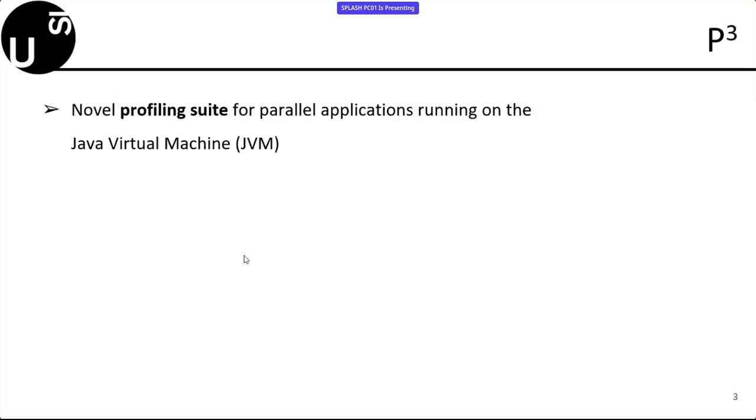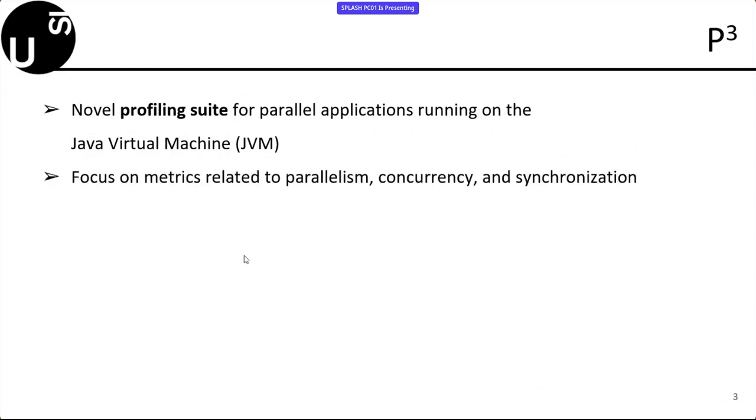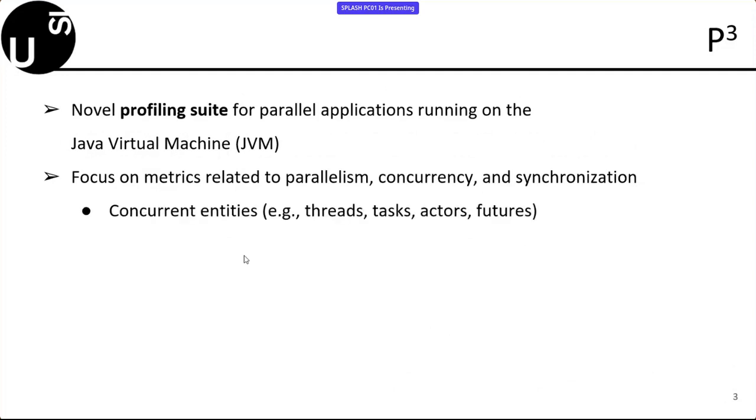For this reason, in our work, we introduced P3, a novel profiling suite for parallel applications running on the Java virtual machine. P3 focuses on metrics related to parallelism, concurrency, and synchronization. In particular, it can profile the use of concurrent entities, for example, threads, tasks, actors, and futures.